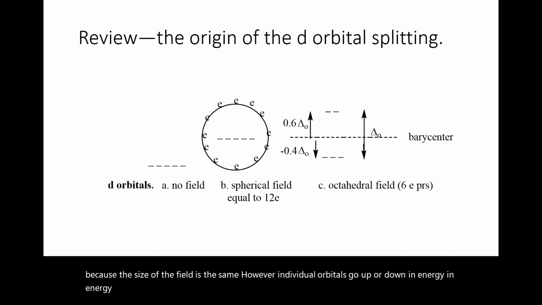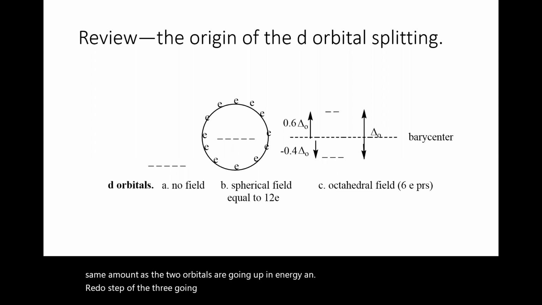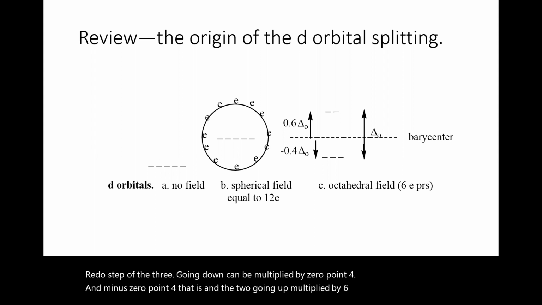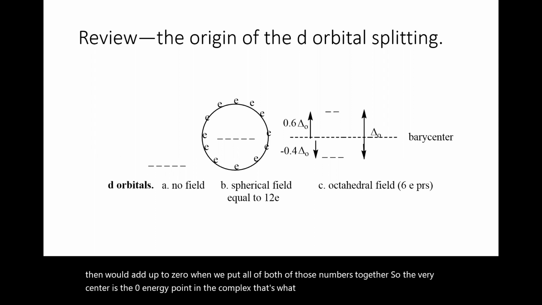So again, we could take the fact that the 3 orbitals are going down in energy the same amount as the 2 orbitals are going up in energy, and deduce that the 3 going down can be multiplied by minus 0.4 and the 2 going up multiplied by 0.6, and the totals then would add up to 0 when we put both of those numbers together. So the barycenter is the 0 energy point in the complex. That's what happens when we have the octahedral field.